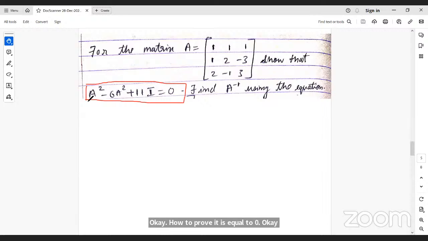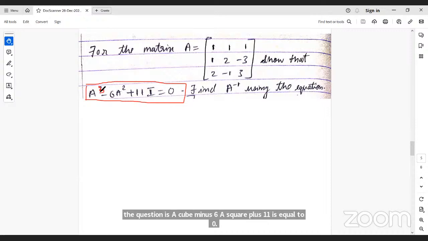There is a little change in the question. This must be A cube. The question here must be A cube minus 6A square plus 11I is equal to 0.